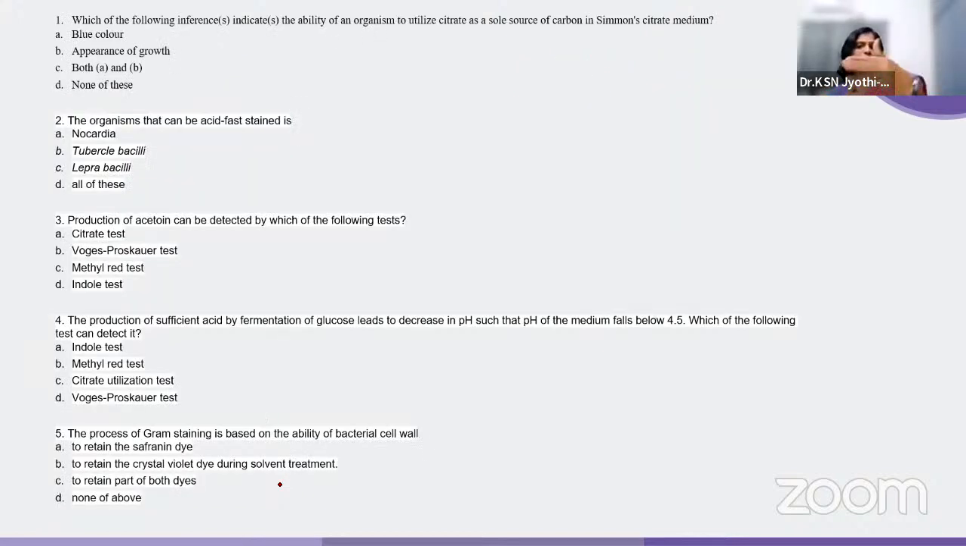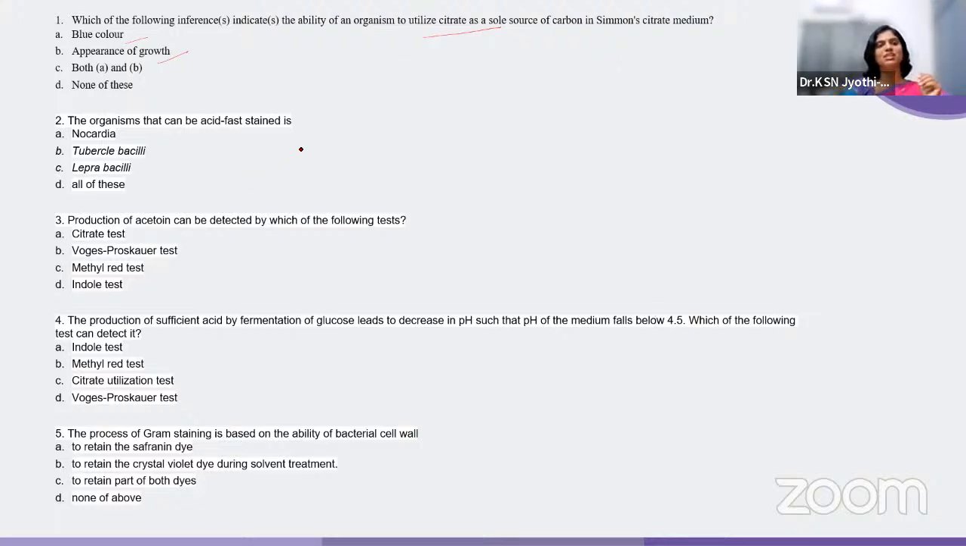Now, Simmons citrate medium, where is it used? Because we are doing a citrate test, their ability to utilize the citrate. So what do you observe in this? Both color and also growth. Are both observed or only one observed? You will see this kind of question also. You should be able to observe and understand the test clearly, and then you will be able to note this.